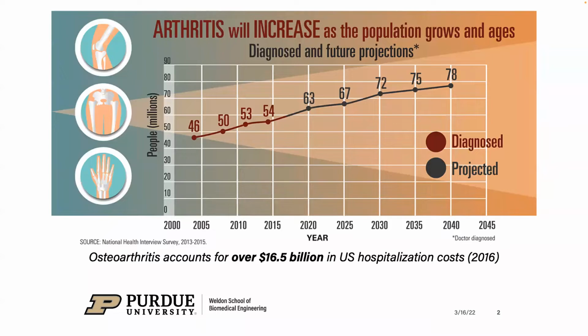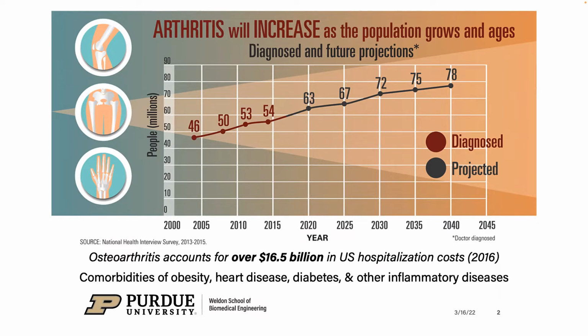And of those doctor-diagnosed arthritises, osteoarthritis accounts for over 16.5 billion in hospitalization costs, and that was over 5 years ago. So you can imagine how much more it's gone up now, especially as people are less prone in the last couple of years to see their primary care physicians and go in to get checked up. And if you look at just the chronic pain numbers, it's actually 1 in 3 people over the age of 65 experience chronic knee pain, right?